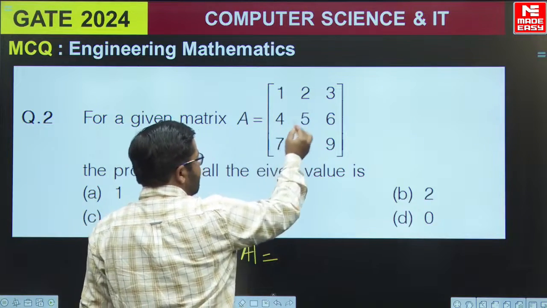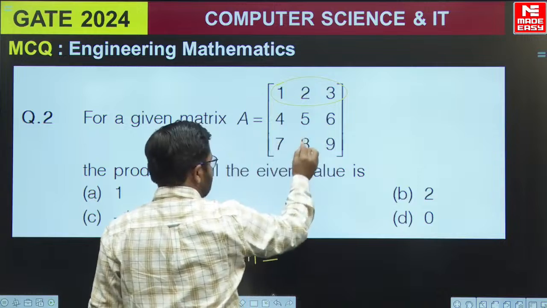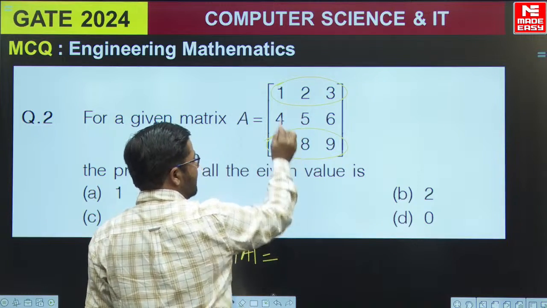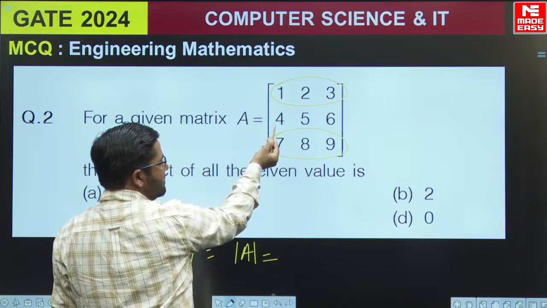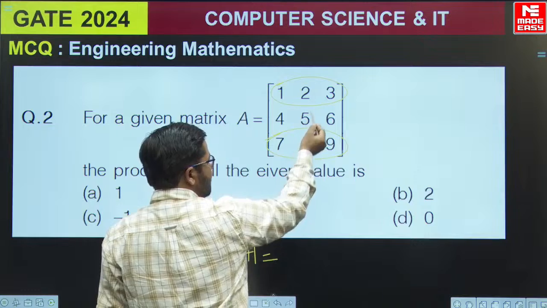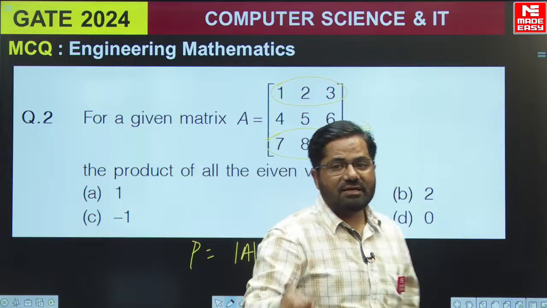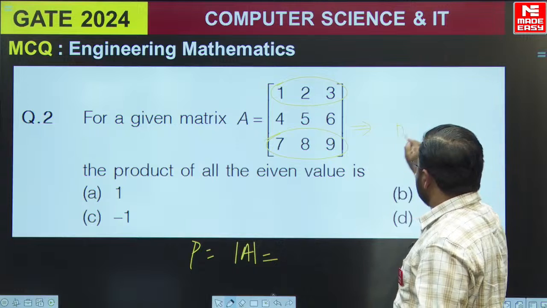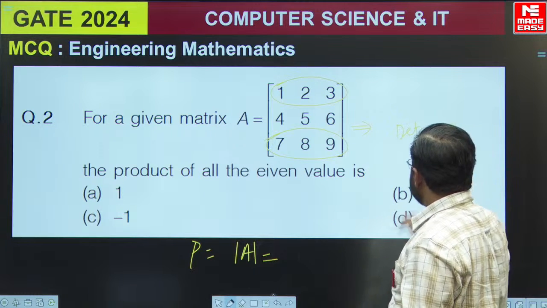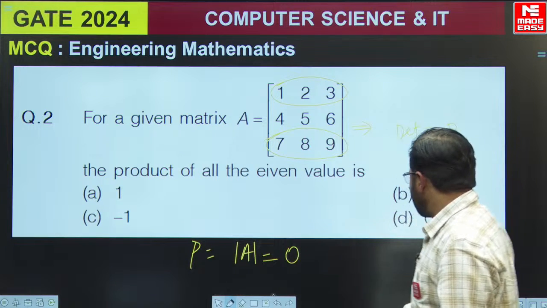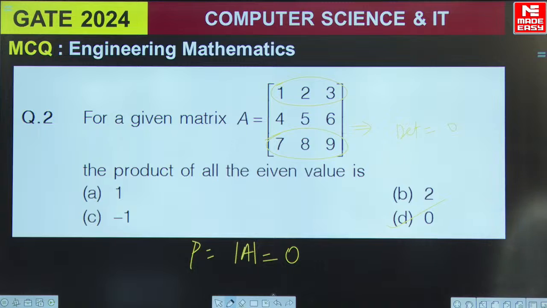If you observe this and this, R1 plus R3 equals 2 times R2. R1 plus R3 is 2 times R2, it means the row vectors are linearly dependent. In case of dependent vectors the determinant will be 0, so the product of eigen values will be 0 also, so the answer of this question is option number D.